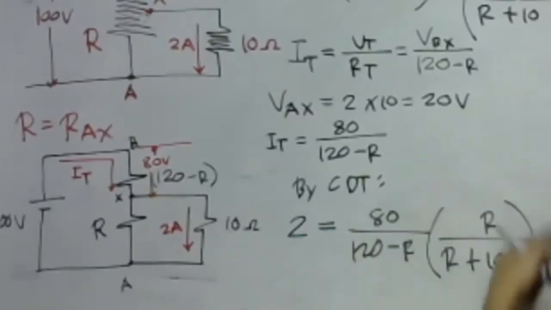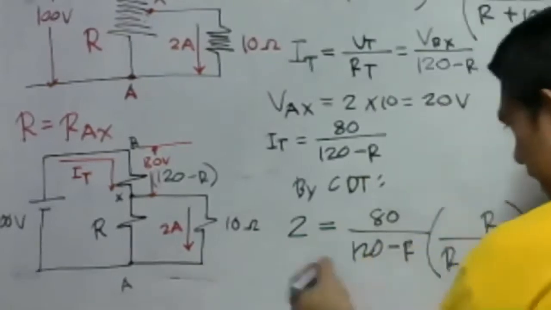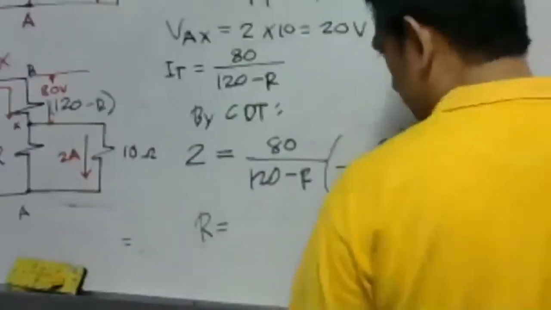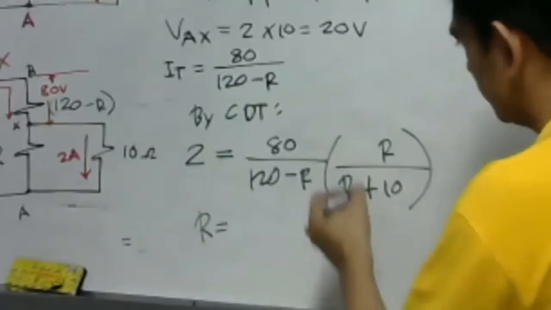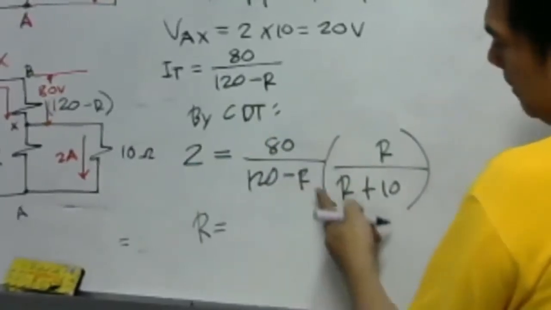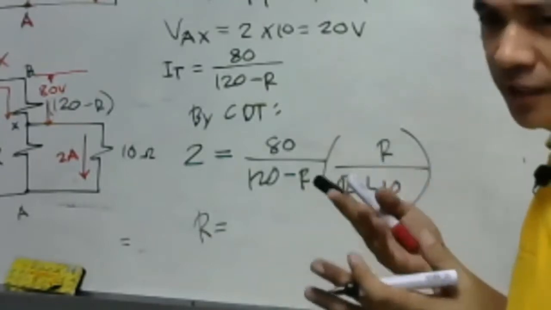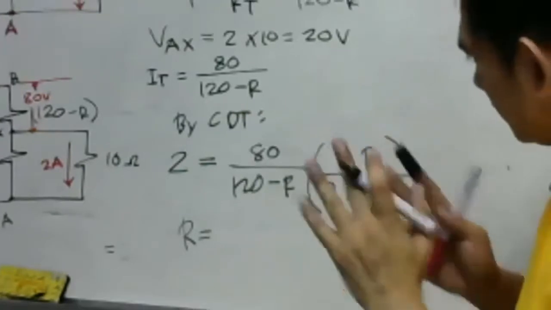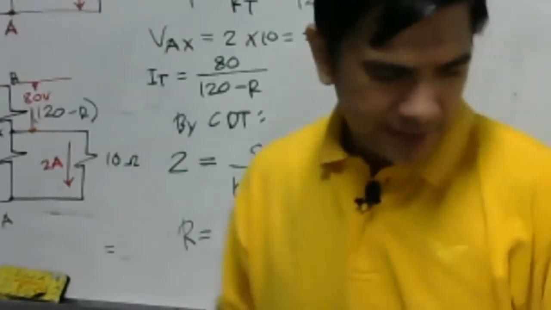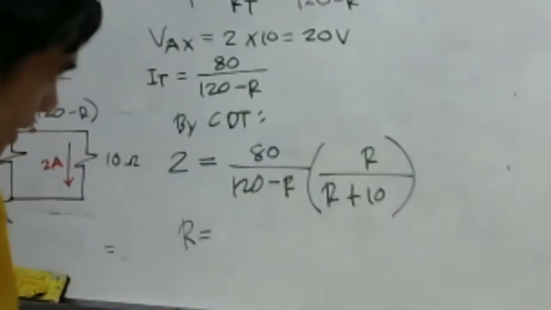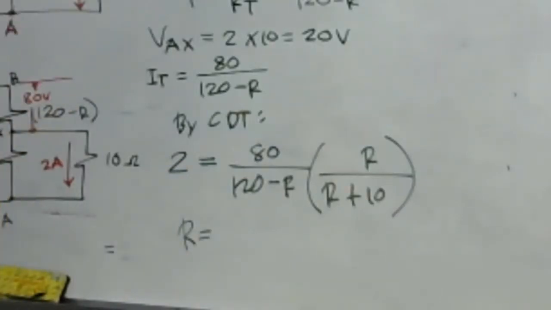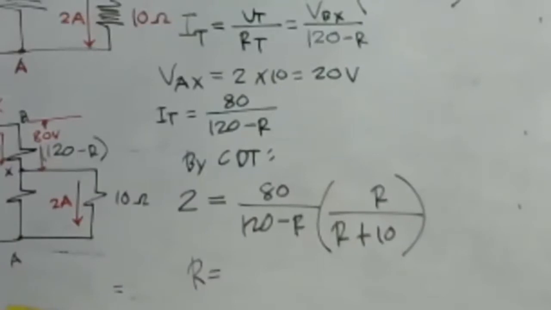So, in here, there is only one unknown. In our calculator, this is very easy. You just have to shift solve this. Input mo lang sa calculator mo to. Replace mo lang yung R ng X, no? Well, if you don't have that calculator, you have to manipulate it algebraically. Okay? So, let us do this in our calculator. We have 2, we have 80, 120 minus R.